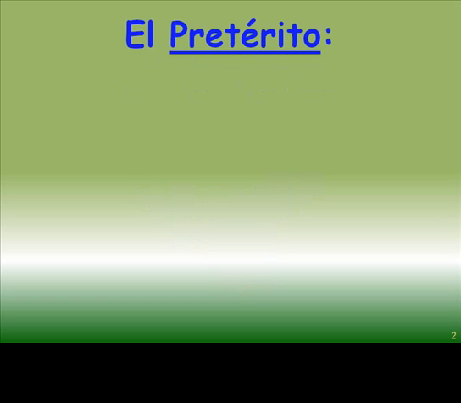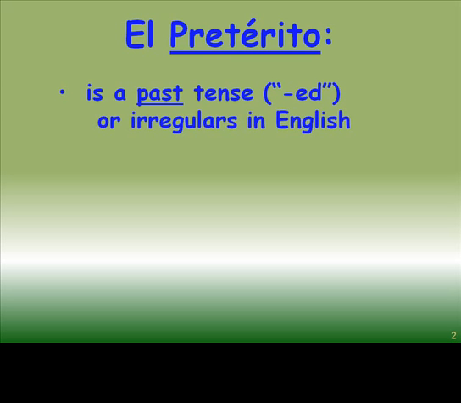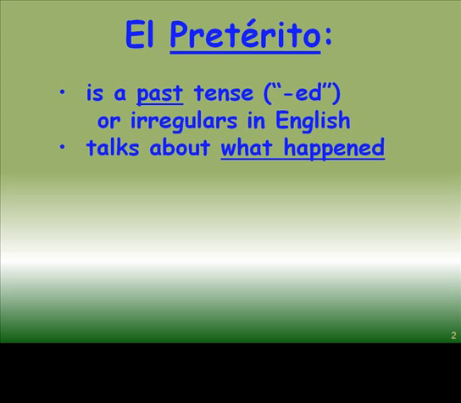Alright, el pretérito. It is a past tense, and this is the ending -ed in English, which could be considered a normal or regular conjugation in English. But it could also be conjugated as some irregulars in English as well, and I'll provide some examples later on of what I mean by that. It talks about what happened in the past, so obviously we're talking about events in the past.